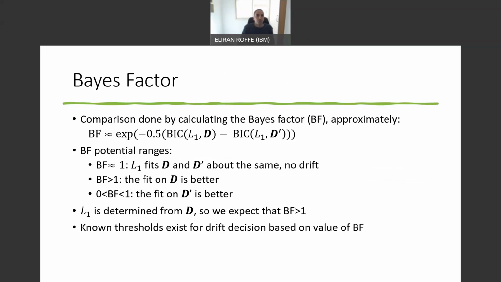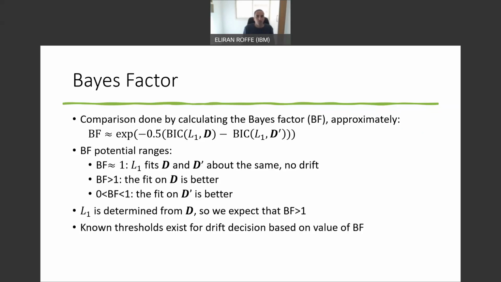So for this case, we have the Bayes factor. It is a comparison that's done by calculating the approximate formula that you see here on the screen. The formula is not that important. What's important to understand is the ranges. It means that we have three important ranges. The first one is when Bayes factor is more or less equal to 1. L1 fits to D and D tag more or less the same, so it means that there is no drift.